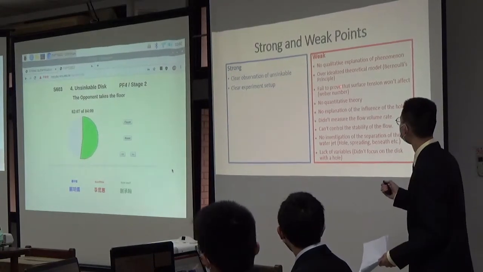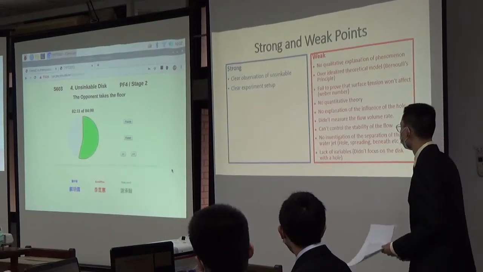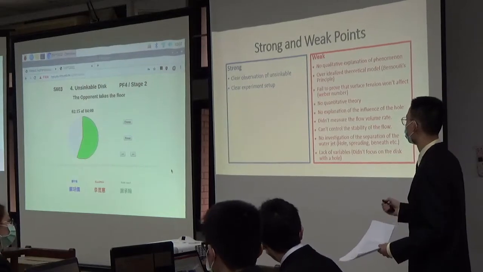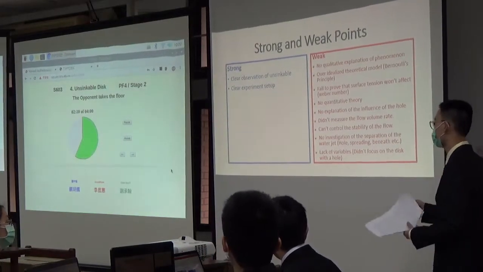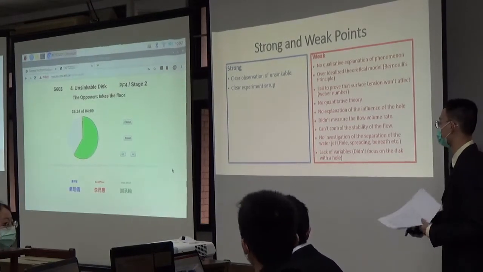And she over-idolized the theoretical model about the pressure difference. She has failed to prove that surface tension won't affect the experiment, and she has no explanation of the influence of the hole. And she can't control the stability of the flow tube. And she has a lot of variables. She only measures the height between the disc and the water surface.